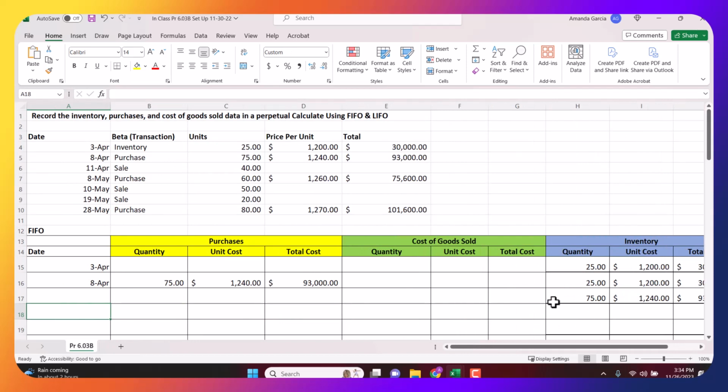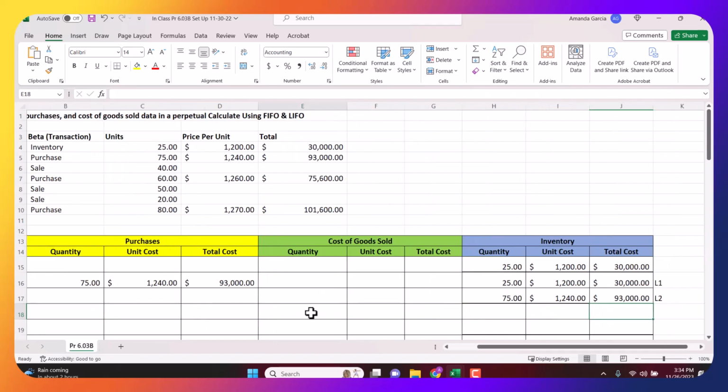On April 11th, we have a sale of 40 units. This is the first place that we're going to apply FIFO, first in, first out. So we look at layer 1, which is right here, and we ask ourselves, do we have 40 units? If not, then we first use all of those units. So we're going to get rid of all of layer 1: 25 units times $1,200. That's our total cost.